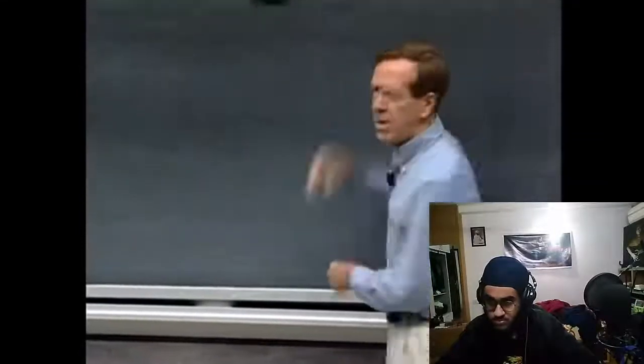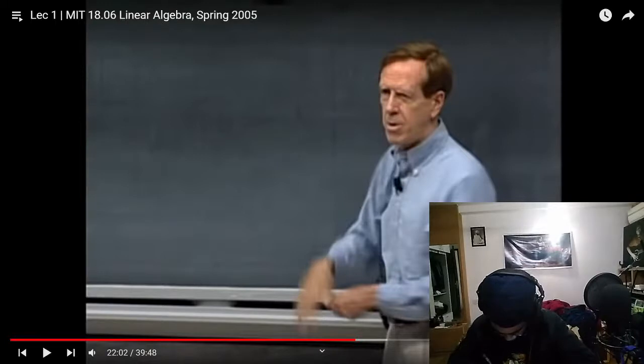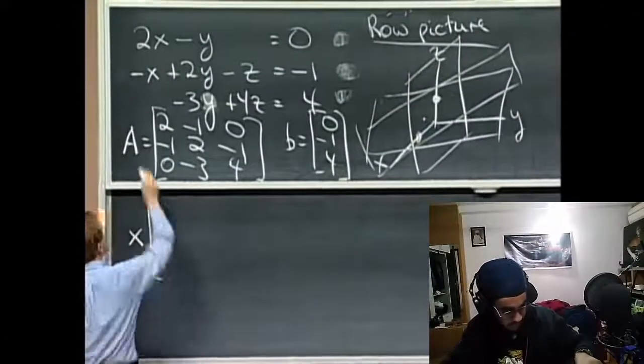Now, you can tell I prefer the column picture. Okay, so let me take the column picture. That's x times, so there were 2 x's in the first.